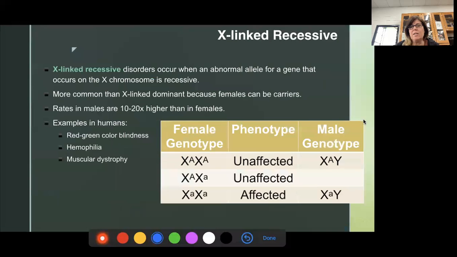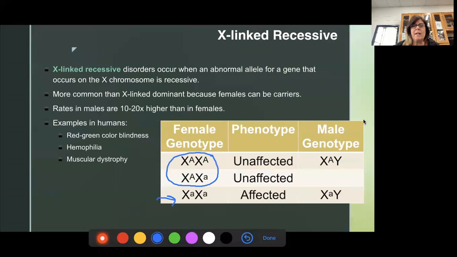And then we have also X-linked recessive, where again they have the normal gene because the dominant is normal. This is where they're affected. And this is where we can talk about red-green color blindness, hemophilia, and muscular dystrophy.